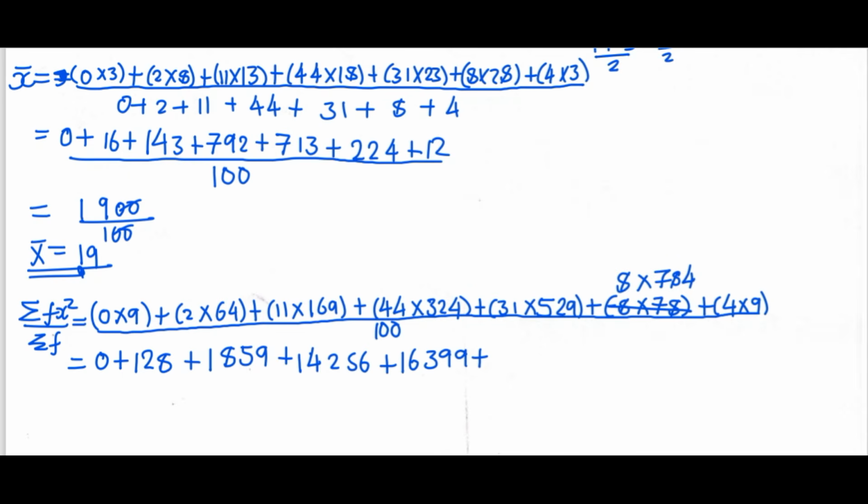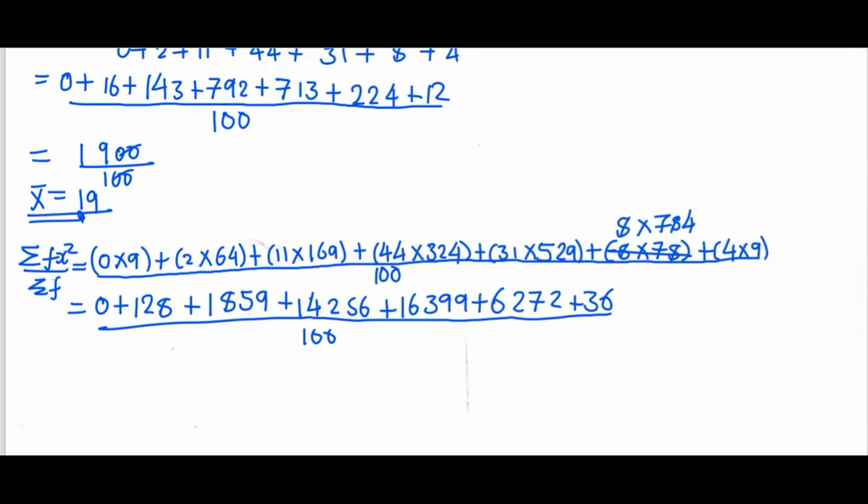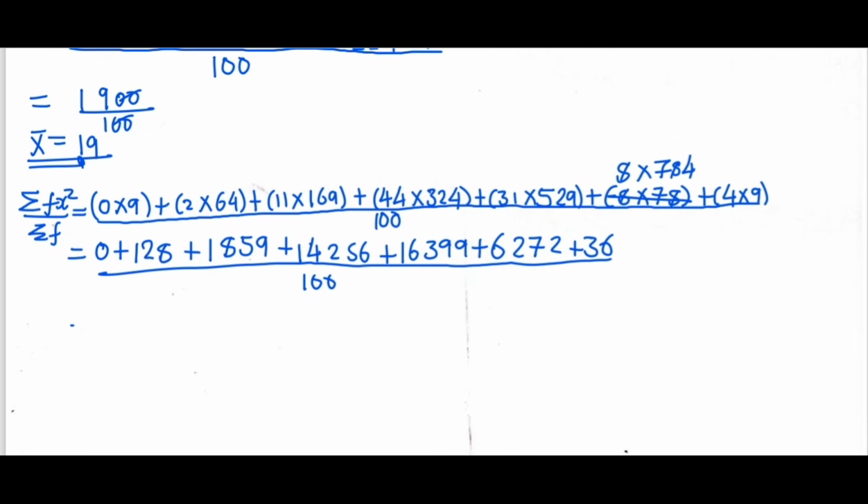So I'm getting 6,272 plus 4 times 9 will give us 36 over 100. Okay, so now we can add the numbers on top.